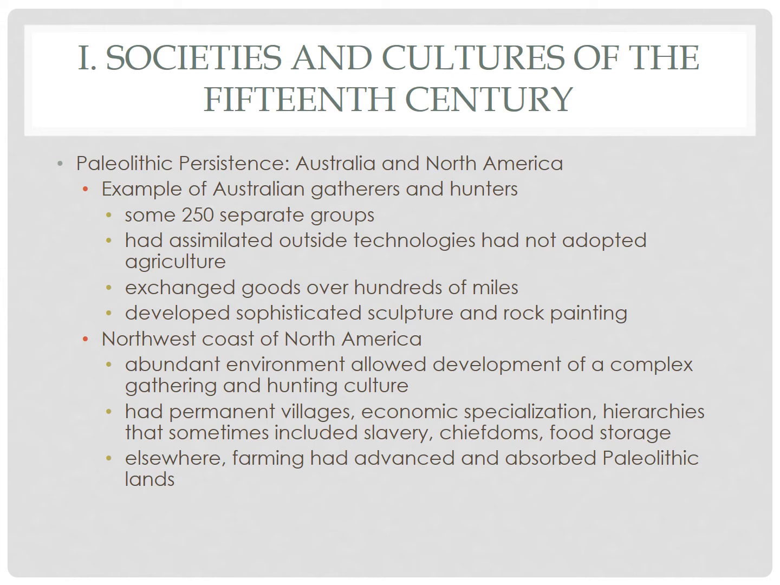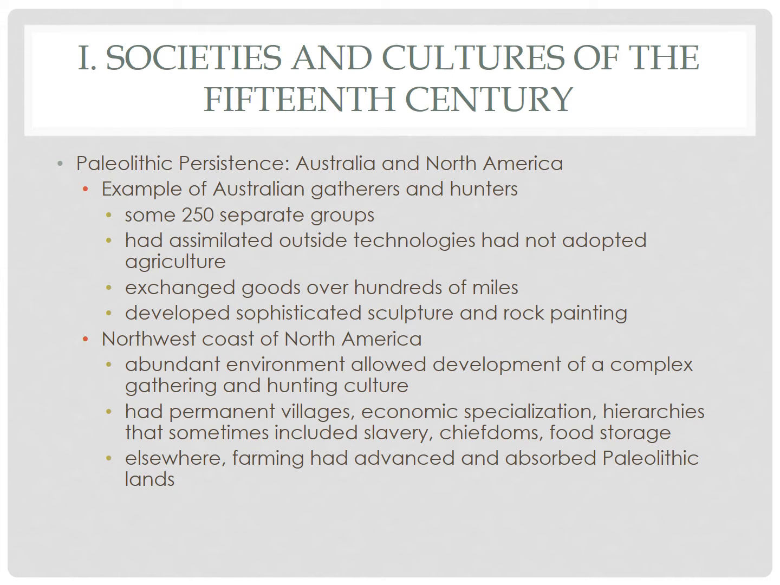Along the northwest coast of North America, we have a pretty abundant environment. So the natural environment allowed for the development of a complex hunting and gathering culture. They had some permanent villages, which is really unique in a hunting and gathering society. Typically, you don't see that. They had economic specialization and hierarchies that sometimes included slavery, chiefdoms, and food storage. So again, that's typically not something you would see in a hunting and gathering society. Typically, they are more nomadic. They have to go where the food is. But because the environment was so abundant, they were able to have settled societies, which again is pretty unique.